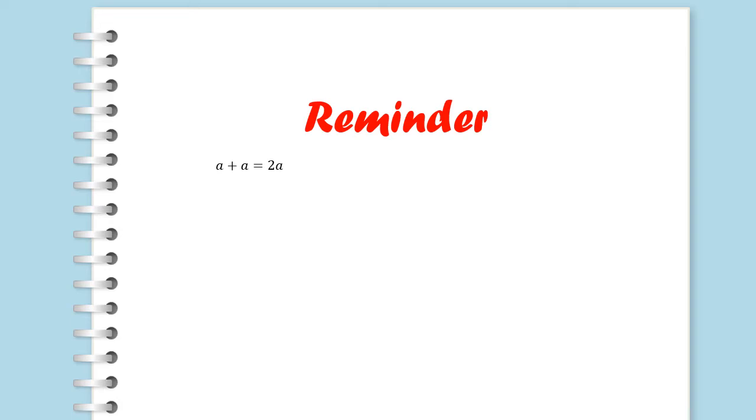A plus A is 2A because an apple plus an apple is two apples. If we have B plus B plus B, it's 3B. Why? Because, for example, a banana plus a banana plus a banana equals 3 bananas. So it's 3B. Okay?